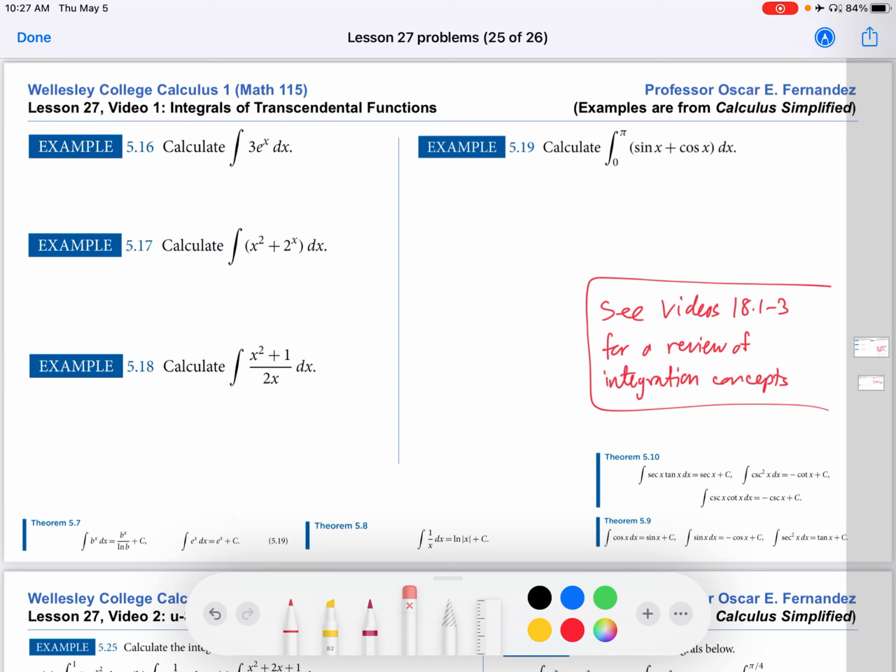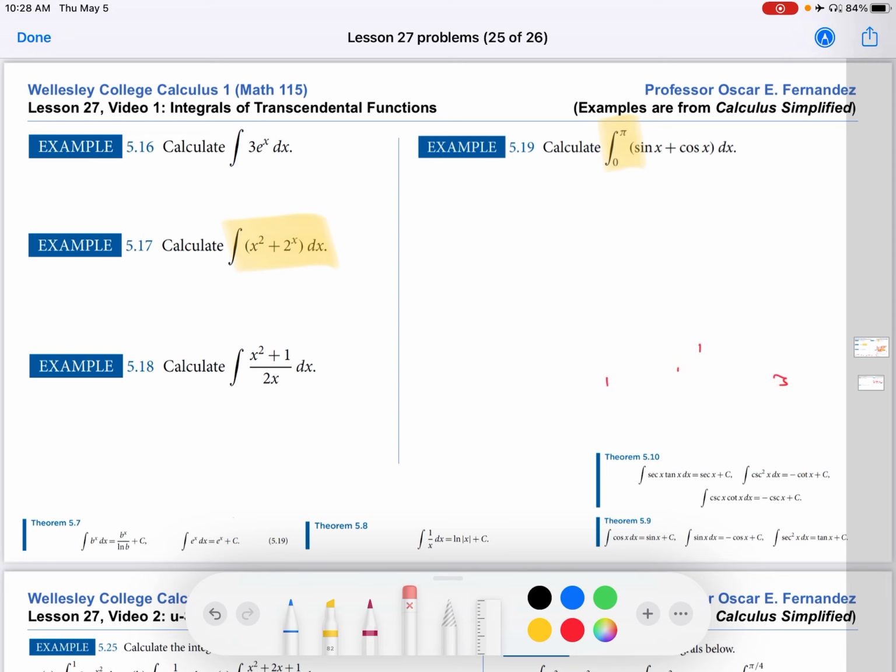There are other things down here on the screen where you see a bunch of theorems, and these are just integration results that we will use throughout the calculation of these examples. One thing to mention real quick is that if you'd like a review of the integration concepts that we're using in this video, check out videos 18.1 through 18.3. We'll be using things, for example, up here, like the evaluation theorem when calculating a definite integral, but also properties of integrals, like the integral of a sum is the sum of the integrals. So check out those videos for a review of that.